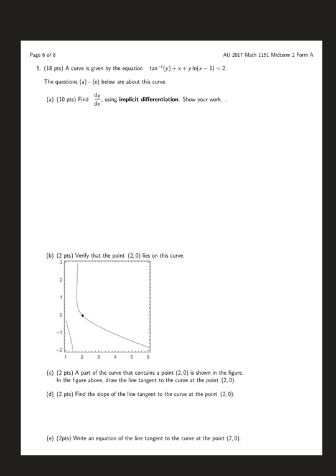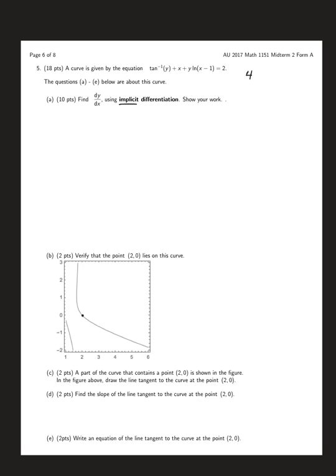So in this problem, we're given the curve tangent inverse of y plus x plus y times the natural log of x minus 1 is equal to 2. And we are being asked first to find the implicit derivative of this equation. One thing I want to point out first is that we are asked to find derivatives implicitly when our function contains y's and x's, and the y's cannot be isolated.